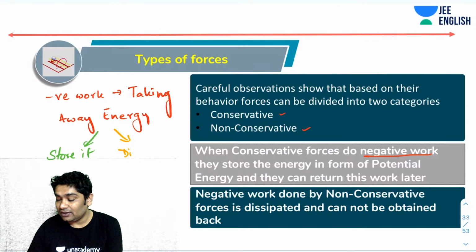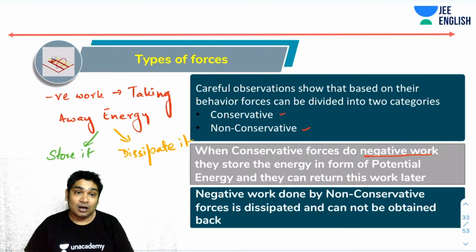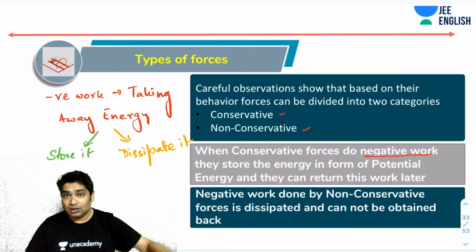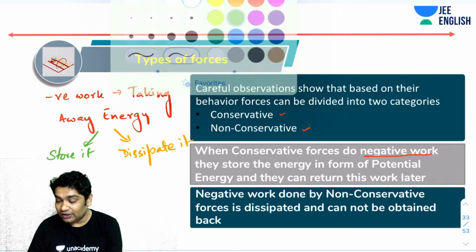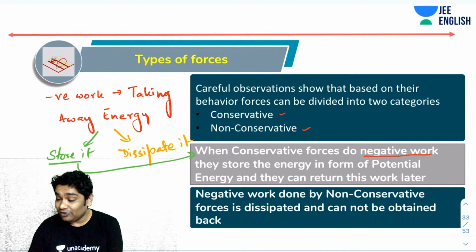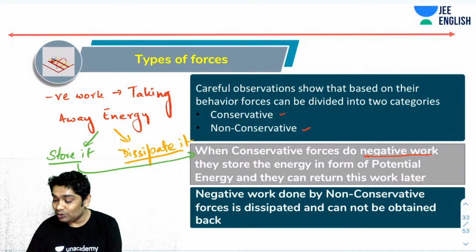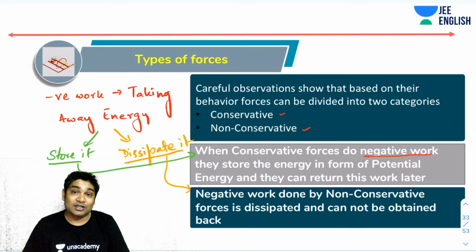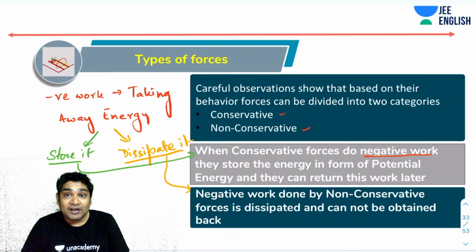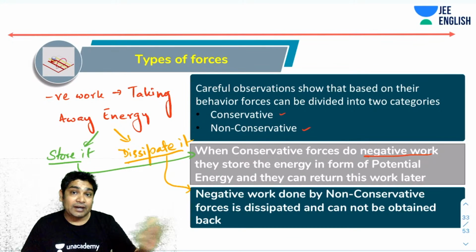So what is dissipation? Dissipation means spending it, spreading it out. You took some energy, then you threw it out; you dissipated it into the environment. If you store the energy that you take away, then you are a conservative force. If you dissipate the energy that you take, then you are a non-conservative force. So that is the way of classifying forces into these two categories. Whenever they take away energy from any system, either they can store it or they can dissipate it.